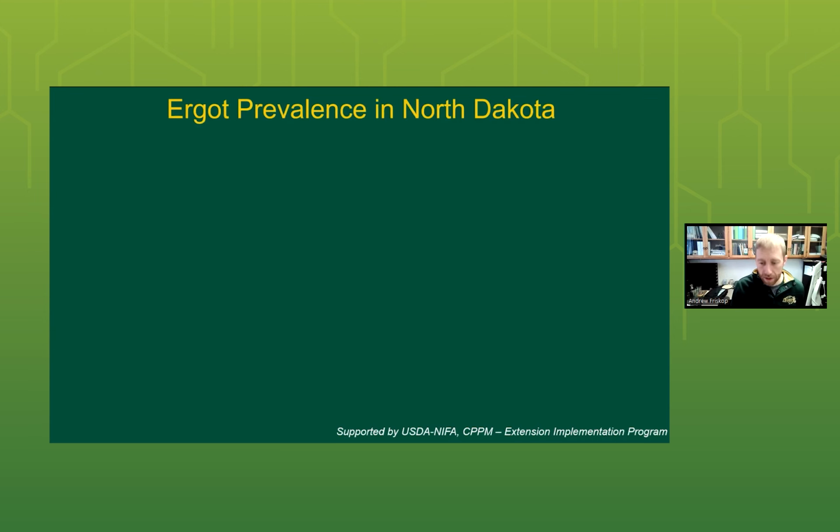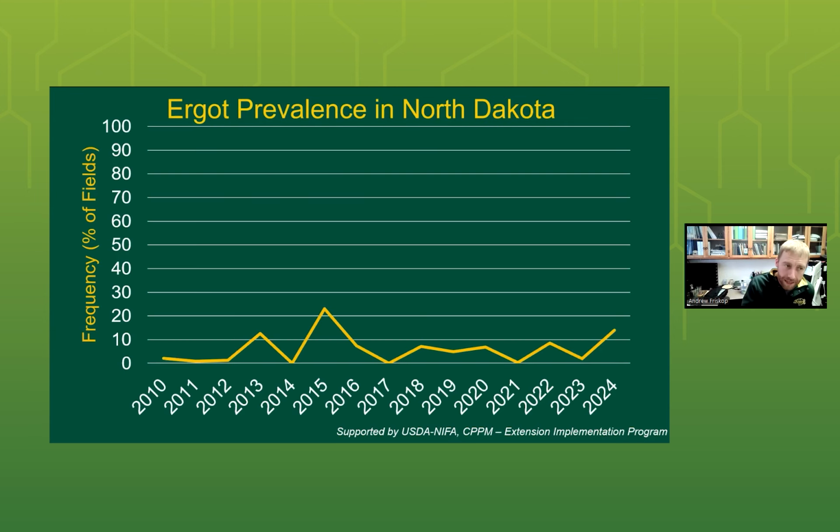If you want to look at what it has been in North Dakota since 2010, here through our IPM survey effort where we hire scouts to survey fields in North Dakota, what this data is representing is the frequency of fields that we found at least one plant with ergot.